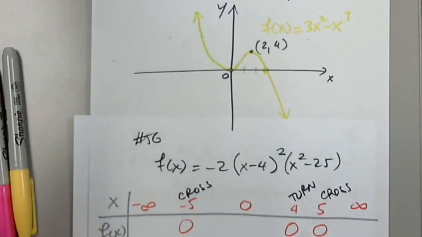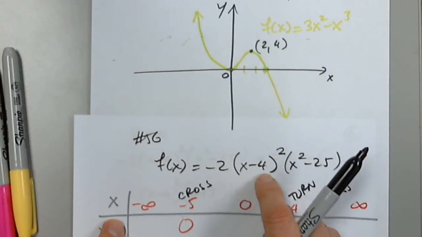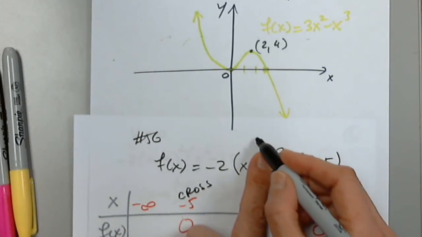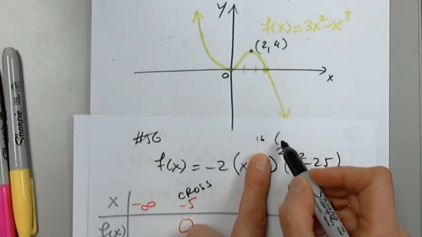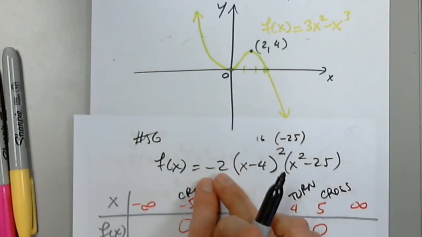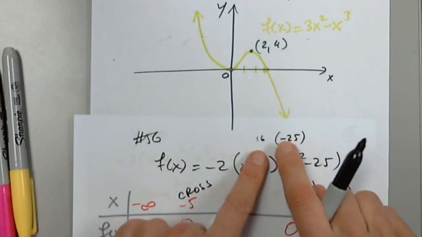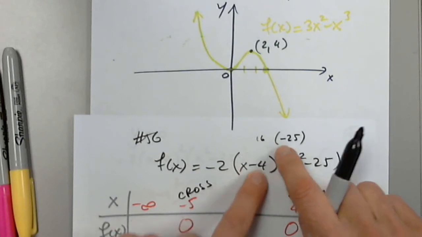Now I want the y-intercept. Slightly more difficult, right? So let's do it together. 0 minus 4. Negative 4. Negative 4 squared. 16. Okay, so this is 16. 0 minus 25. Negative 25. And times negative 2. How much is negative 2 times negative 25? 50. Perfect. 50 times 16. 5 times 16 is 80. 800.